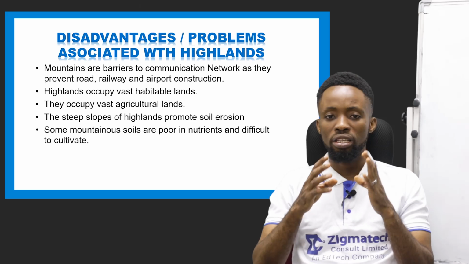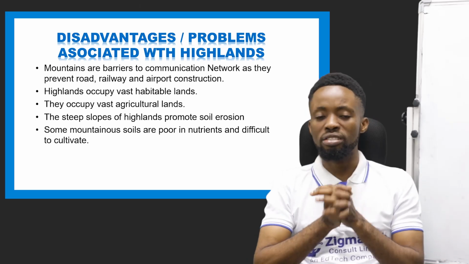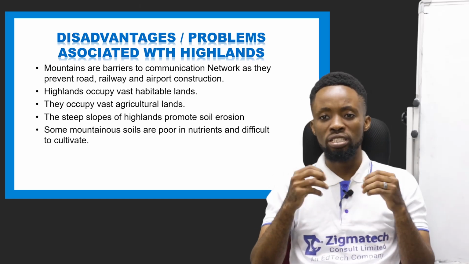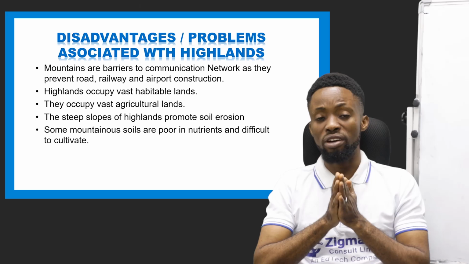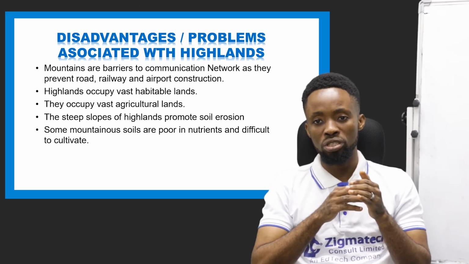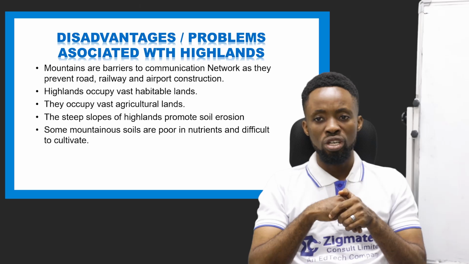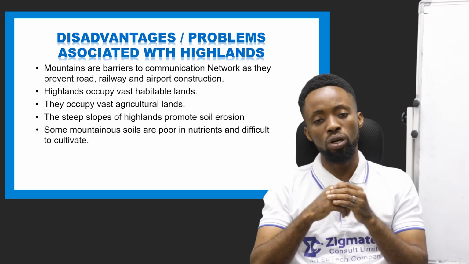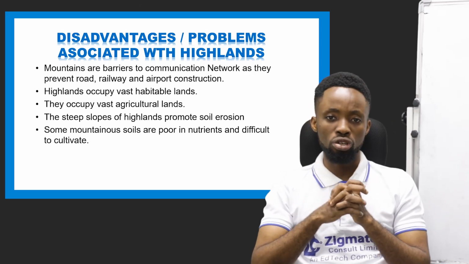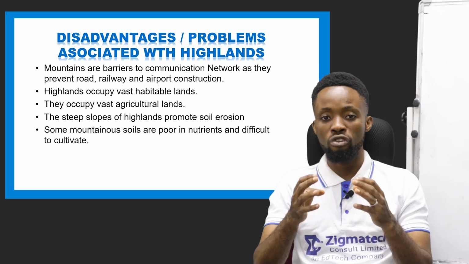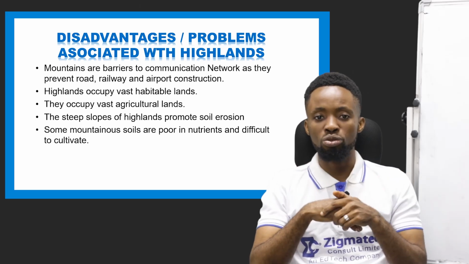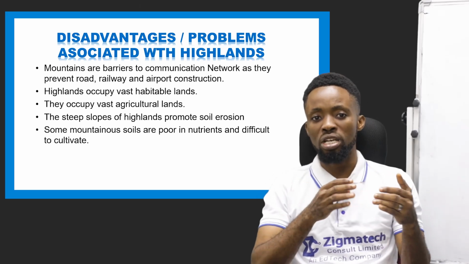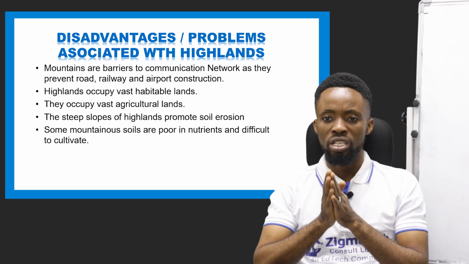Now, what are the problems or the disadvantages of highland areas? Now, the first one is that mountains, they can serve as a barrier to communication network. Now, that's because places where you have lots of mountains, it's usually difficult to build structures like roads, build railways, build airports around such a particular location. So as a result of that, it serves as a barrier to communication network.